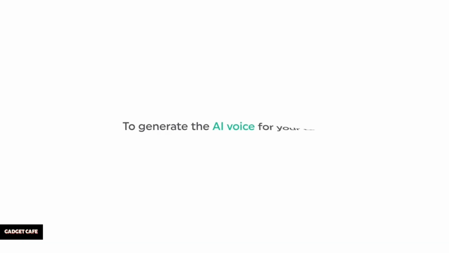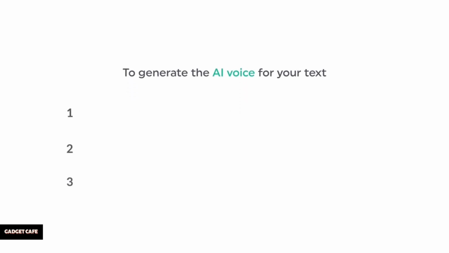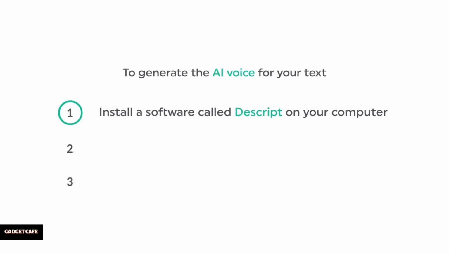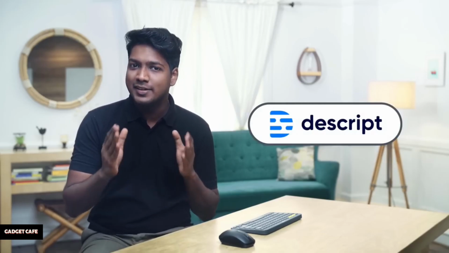Sounds interesting, right? So let's get started. We are going to generate the AI voice for your text in just 3 steps. The first step is to install a software called Descript on your computer. It can be Windows or Mac. This is the software which is going to help us generate the AI voice.